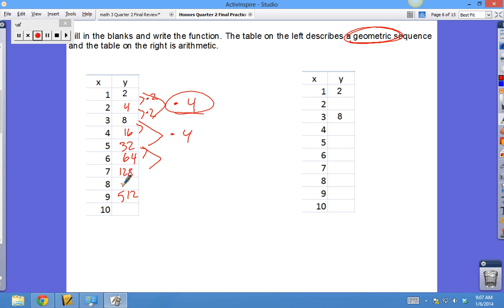This one's arithmetic, so it's growing by addition. 2 to 8. That went up 6. So that means it's going to go up 6 every other time. So that's going to be a 14. That's going to be a 20. That's going to be a 26. But in between, it's going to go up 3, up 3. That's going to be 5, 11, 17, 23, 29.